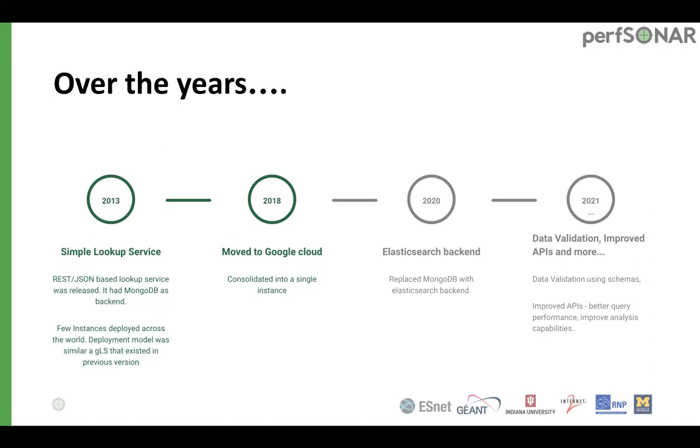We released a lookup service with an Elasticsearch backend. So we replaced the MongoDB, and I'll go over the reasons for doing that. And now that we have this Elasticsearch backend and it's been running stable for a while, we are looking into some aspects of doing data validation, improving the APIs further, and so on.